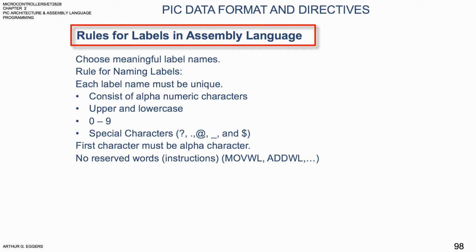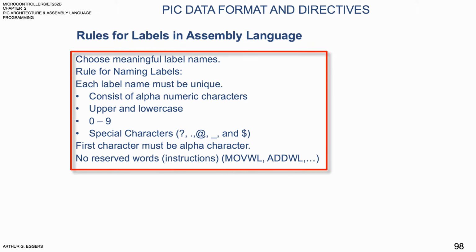So we've seen a lot of the codes now in the assembly language, the instructions. So let's take a look at what the rules are for labels in assembly language and try to understand a little bit about the assembly language and why we're using it and why we're not using what are called higher level languages. First, the labels.